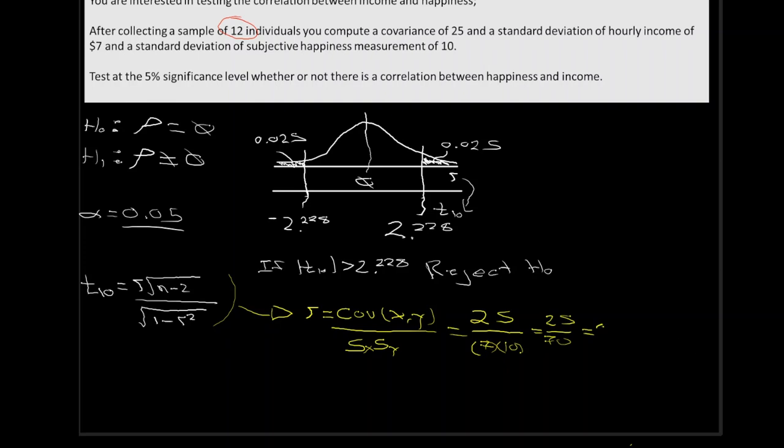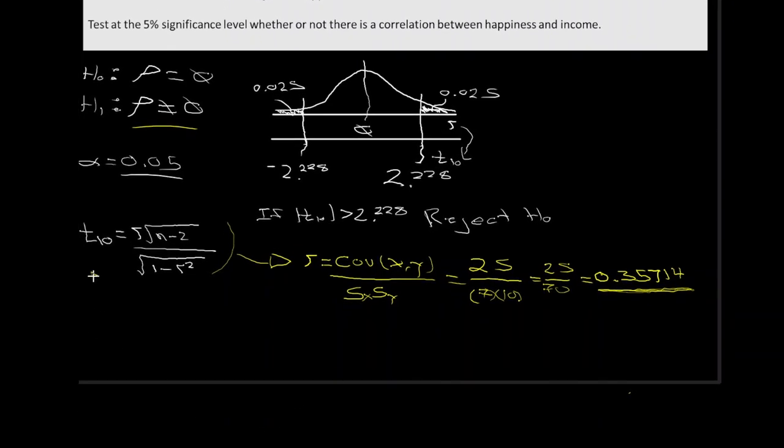That is, we get a sample correlation of 0.35. Let's carry around a few extra decimal places here. 0.35714. Okay. So that's our sample statistic. That is our sample correlation. This is what we are testing as to whether or not this provides enough evidence that rho is not equal to zero. So we have that value.